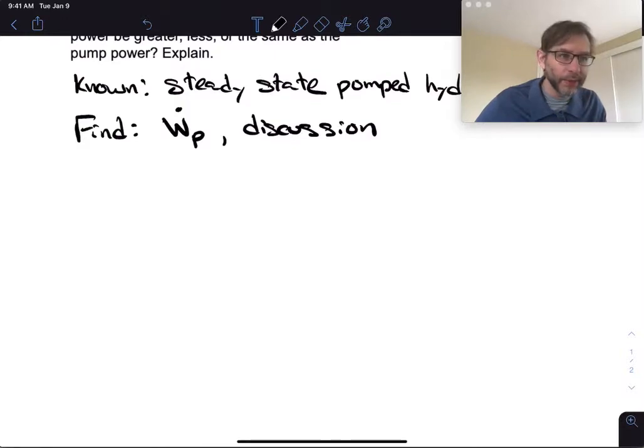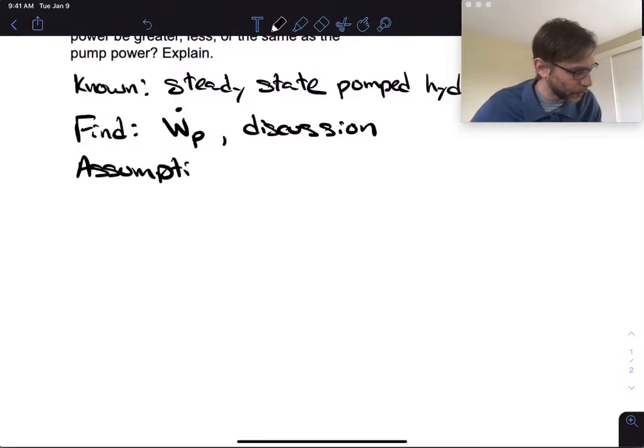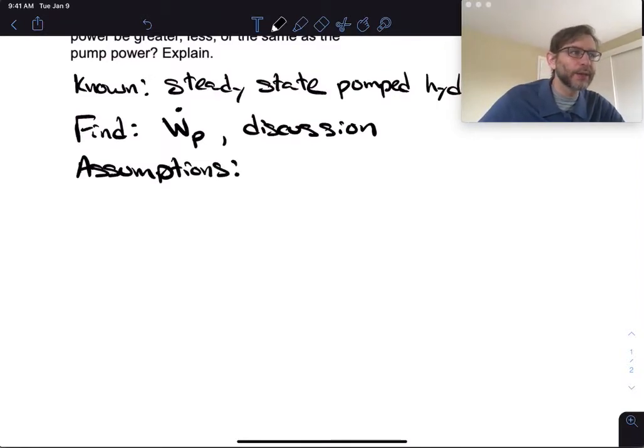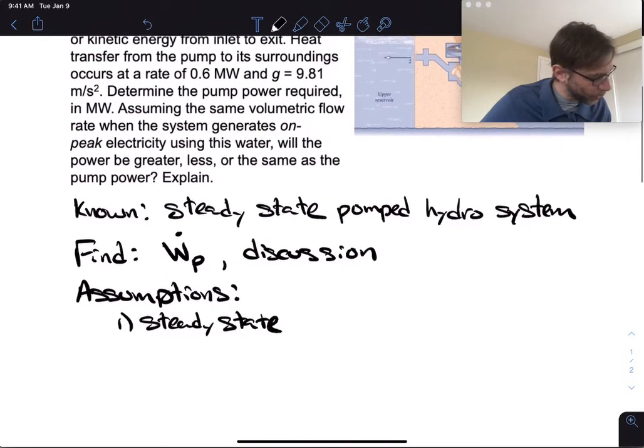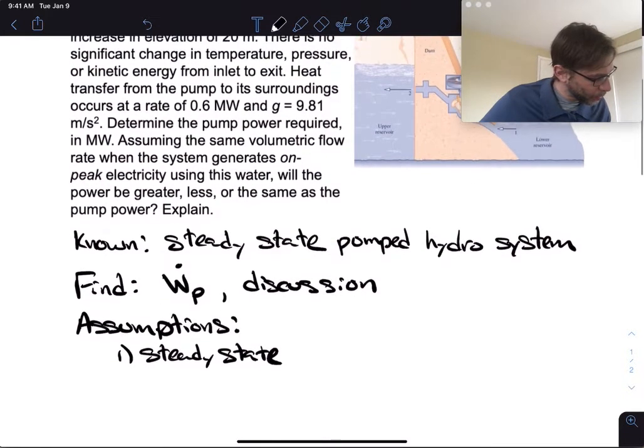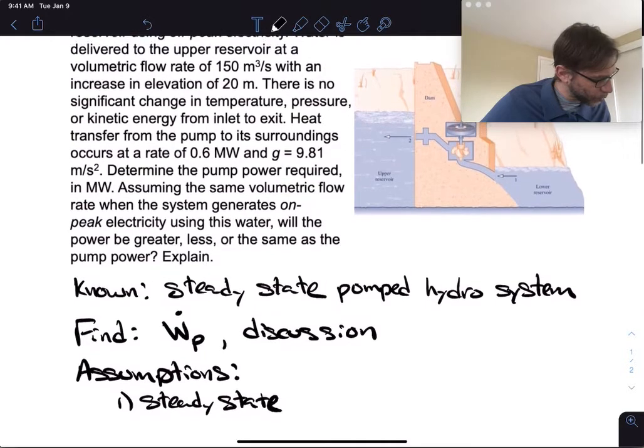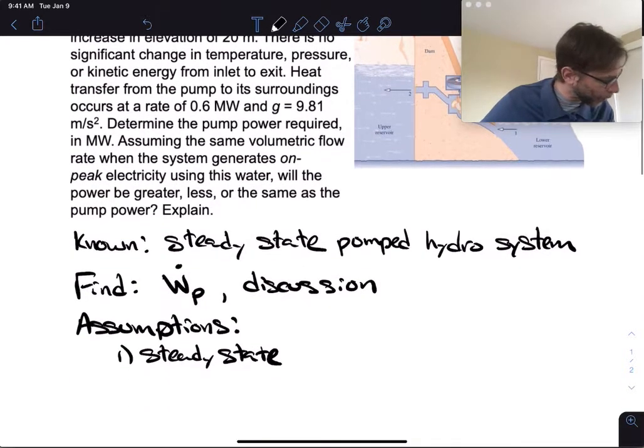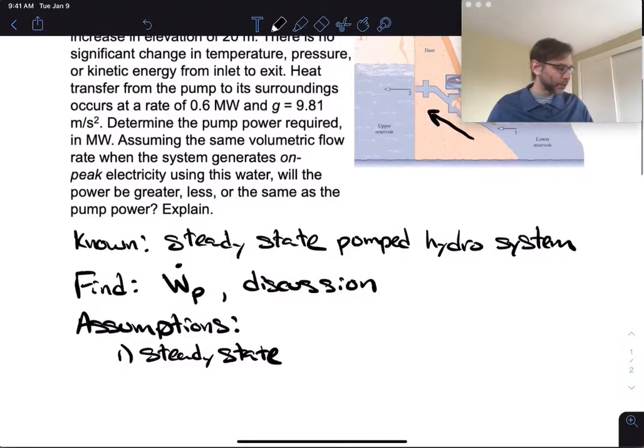So let's see, assumptions. Let's do a couple assumptions here. The first assumption is that we are at steady state. I just want to make sure: we're pumping water up to the reservoir. So we're going this way, right? Okay, so pumping up that way.